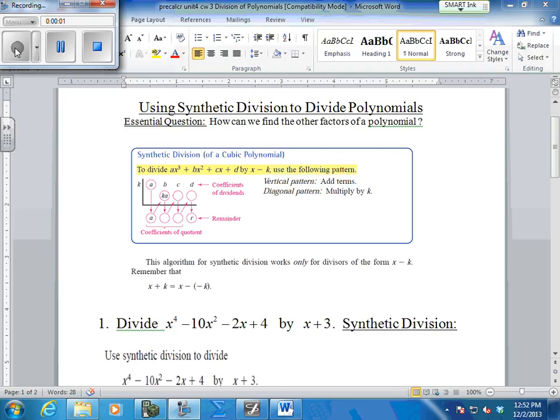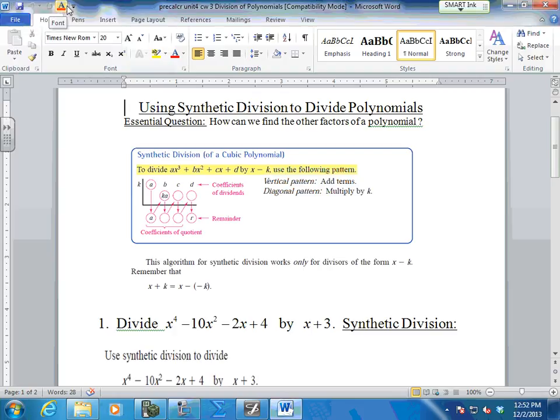Let's take a look at this. Synthetic division uses a pattern here. It has two patterns that it incorporates. It incorporates a vertical pattern where we add down. The vertical pattern says add down. A diagonal pattern, see your diagonal, it actually goes like this.